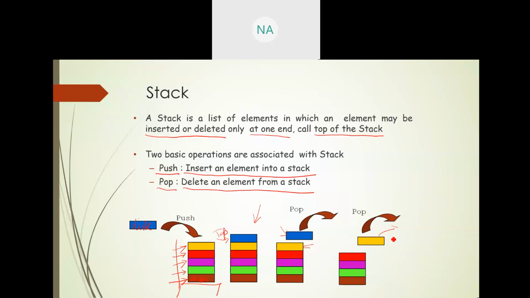So the push operation inserts an element. The push operation requires one argument, one parameter, the value of the element which is being pushed, which is being inserted. So here in this case, push the blue disk. The push operation's argument is the blue one, right? And the pop operation does not require any argument because it always removes the element which is at the top of the stack, right? So push requires one argument, the value of the element which is to be pushed onto the stack, and pop does not require any argument.